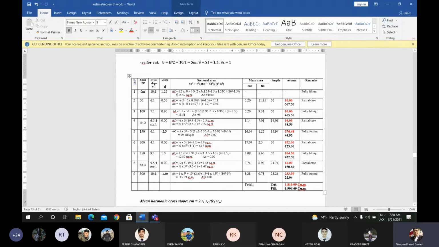Take the average of the area of filling as 15.59 plus 7.11 divided by 2. The area of filling average will be 11.35. Similarly, the area of cutting average will be 0 plus 0.40 divided by 2. You will get the value of 0.20. The distance is 50 minus 0, which is 50.